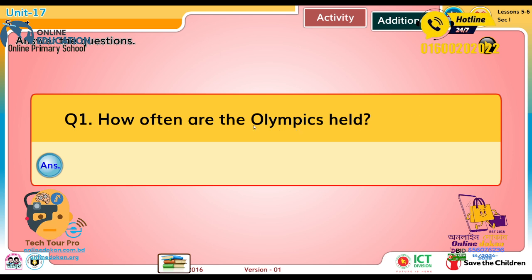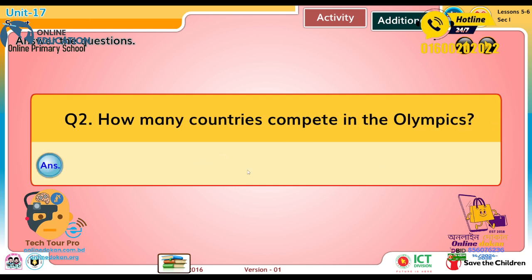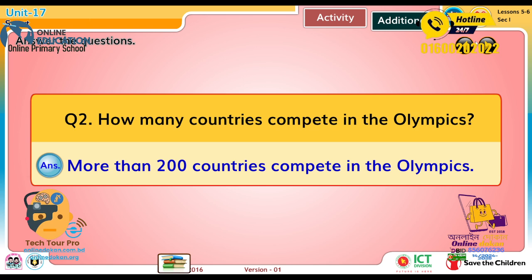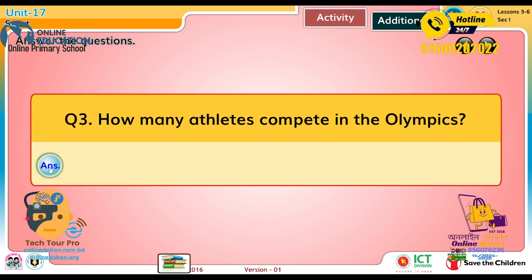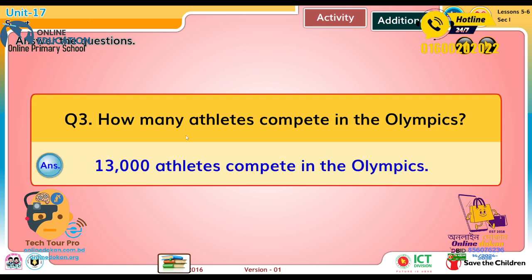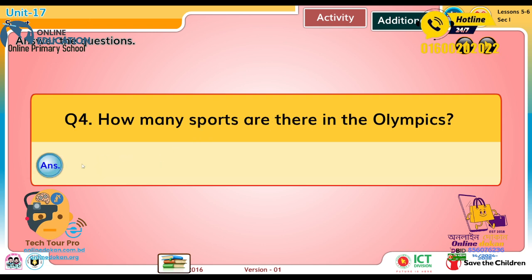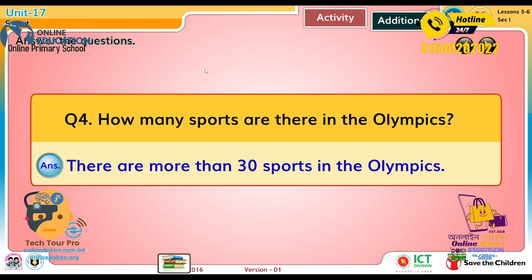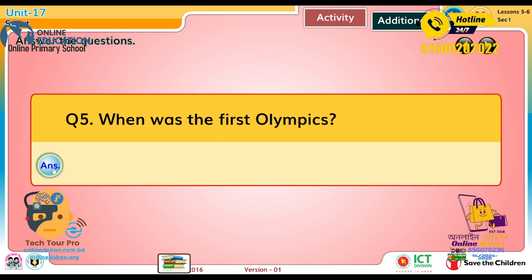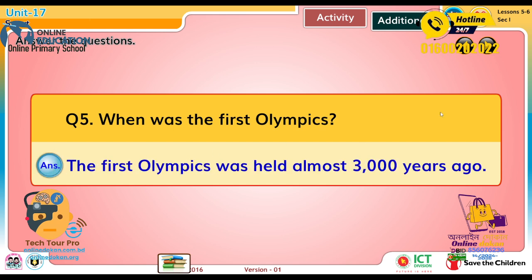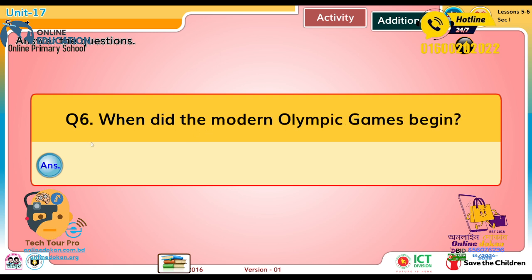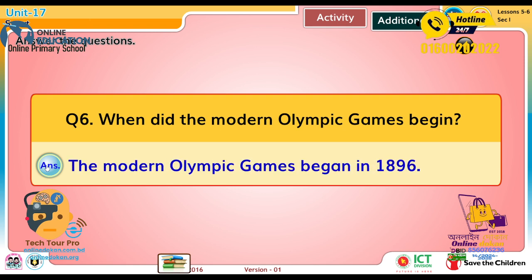1. How often are the Olympics held? The Olympics are held every 4 years. 2. How many countries compete in the Olympics? More than 200 countries compete in the Olympics. 3. How many athletes compete in the Olympics? 13,000 athletes compete in the Olympics. 4. How many sports are there in the Olympics? There are more than 30 sports in the Olympics. 5. When was the first Olympics? The first Olympics was held almost 3,000 years ago. 6. When did the modern Olympic Games begin? The modern Olympic Games began in 1896.